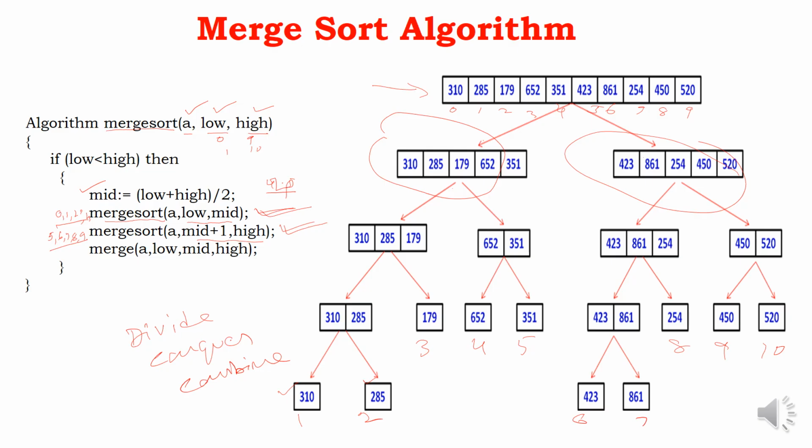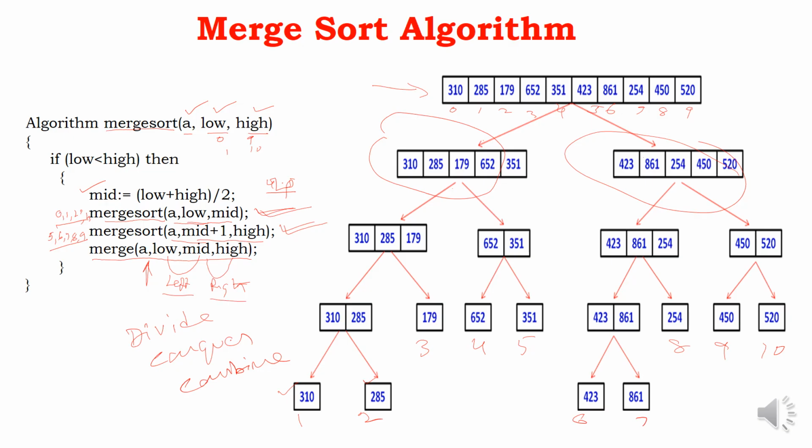Once you have the sub-solutions, you have to start to merge, to combine them. See here, you are applying merge sort on the left array and on the right array. When it is not possible to divide further, you are going to merge A, low, mid, high. Low to mid is the left array, mid plus 1 to high is the second array. So, left array and right array.